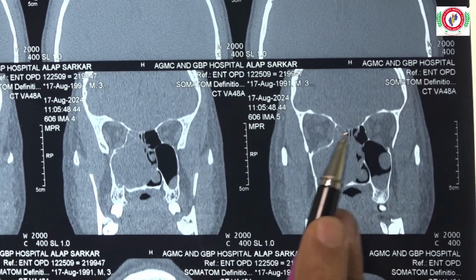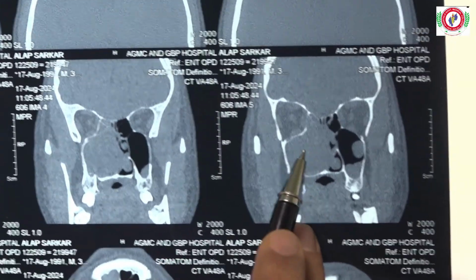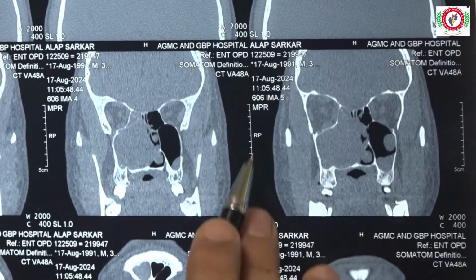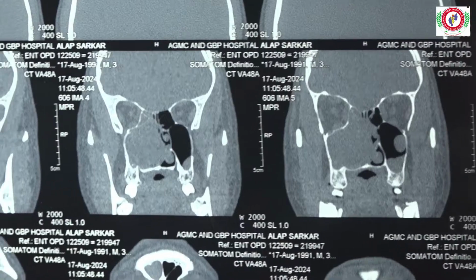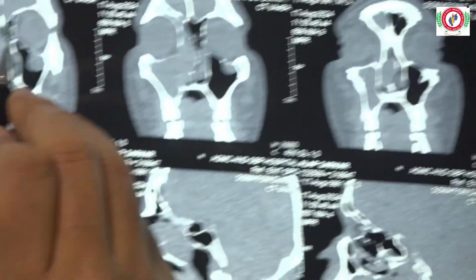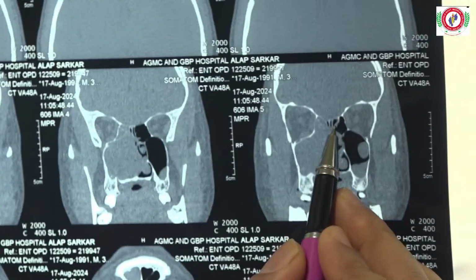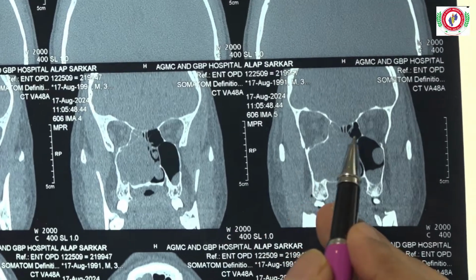Now coming to this cut again. So now again you see this is the inferior turbinate. You can see this is all homogeneous opacity, so it looks like a mass. This is again completely gone. Yes, absolutely. Even the ascending process of the palatine bone is also gone.